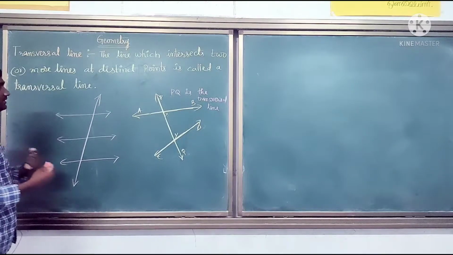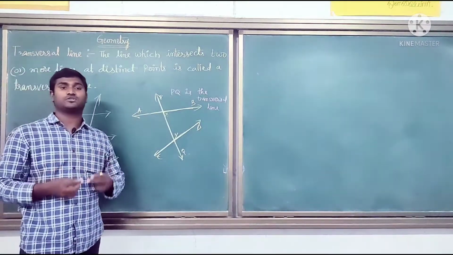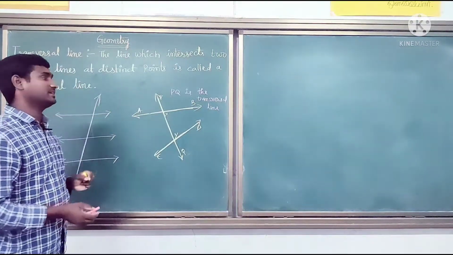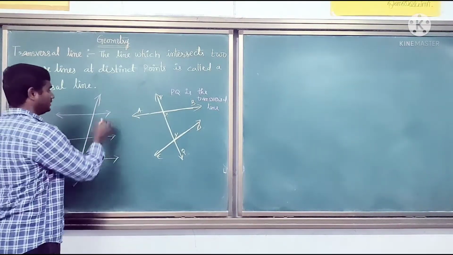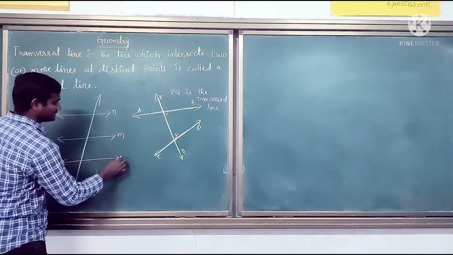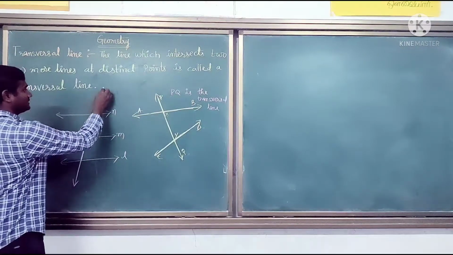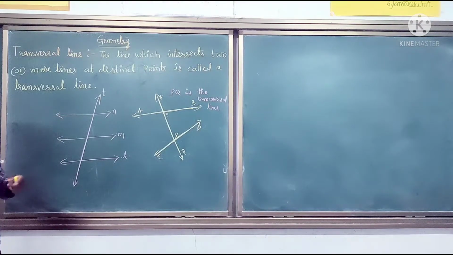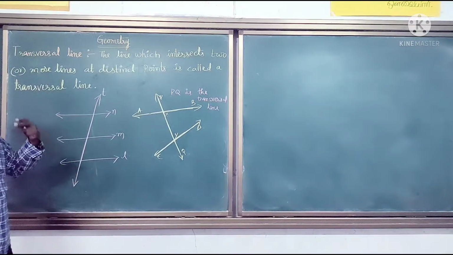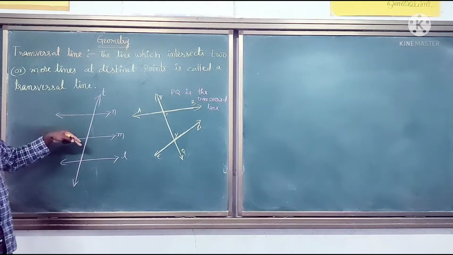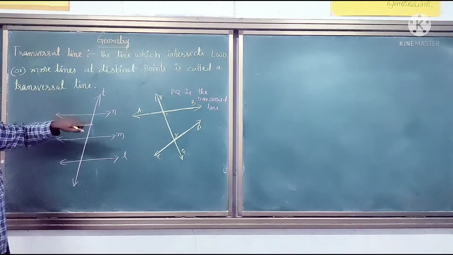When you want to represent a line with a single letter, we should represent it with a small letter. This is line n, this is line m, this is line l. You can take this as line t. Is line t the transversal or not? Line t is intersecting how many lines? Three lines. Are all three intersection points distinct, or the same?